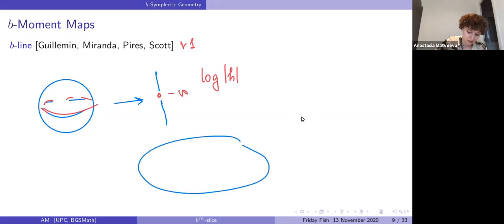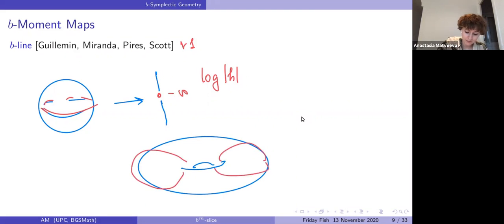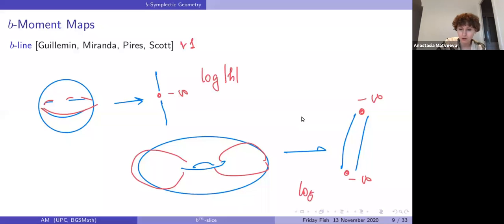What's happening? Okay. You again have 2 singularities. And your moment map, again, maps you to 2 copies of R, but now with 2 minus infinities here, again coming from our log component.